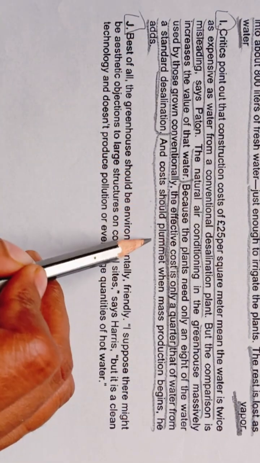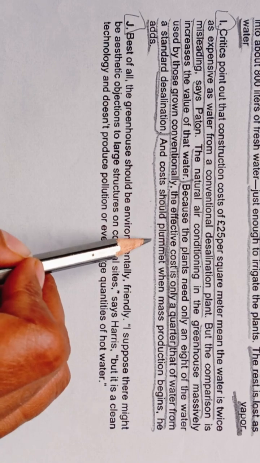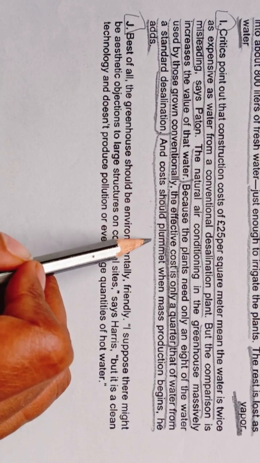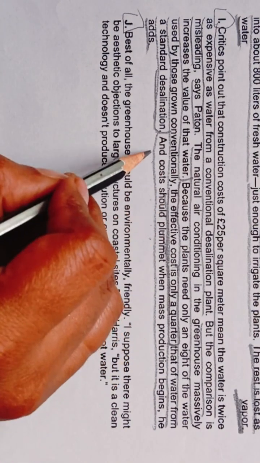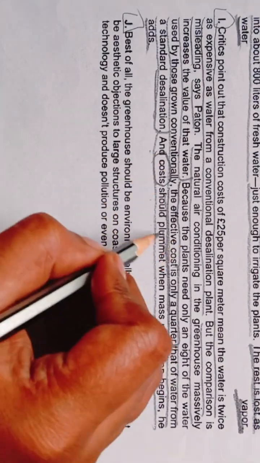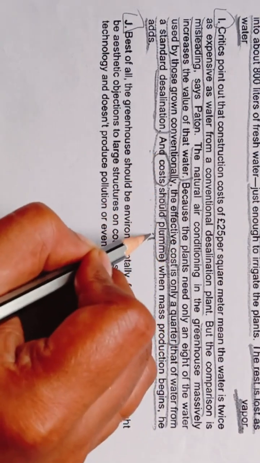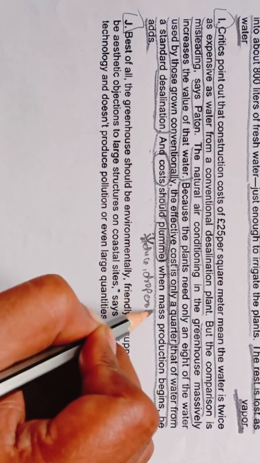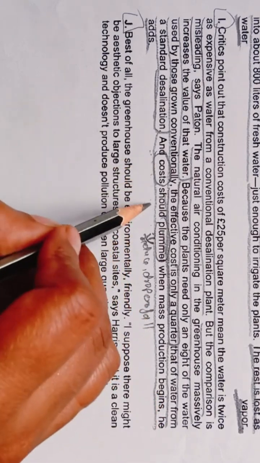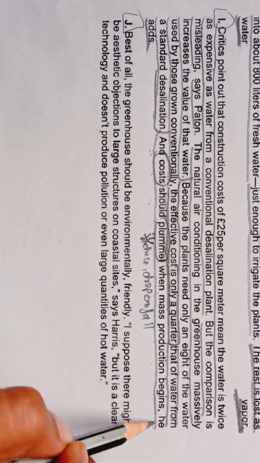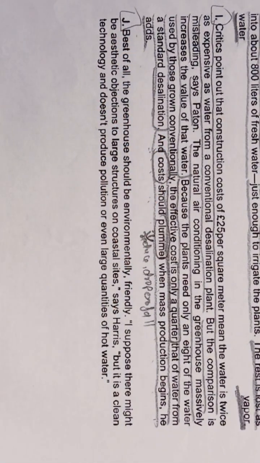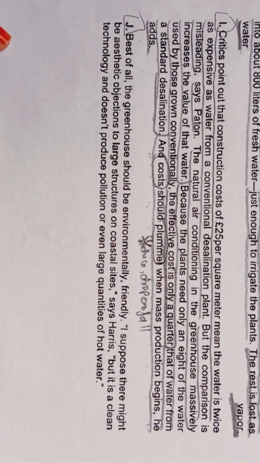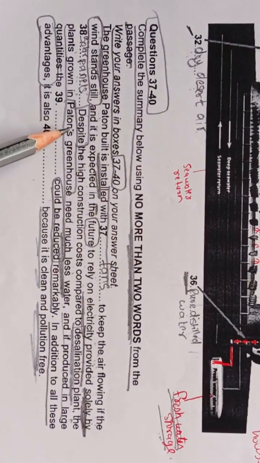And cost should plummet. Plummet means, what about plummet? Plummet means fall or drop. Okay? Should, and the cost should plummet. Plummet means reduce, drop or fall. Okay? And the cost should plummet when mass production begins, he adds. Okay? So let's see what they are asking here.